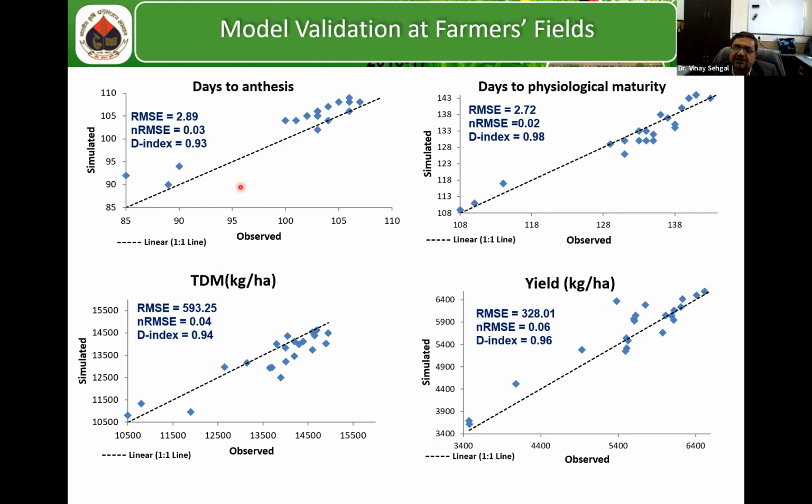So days to anthesis means days to flowering. We had a very high correlation. The error was only 3%. Days to physiological maturity, the error was only 2%. The index was 0.98. The total above ground biomass error was 4%. And of course, the yield, which the model was able to simulate, was with 6% error. So what I want to say is that these crop models, even for farmers' fields, if you give good measured input to the model, it can do a good job of prediction.